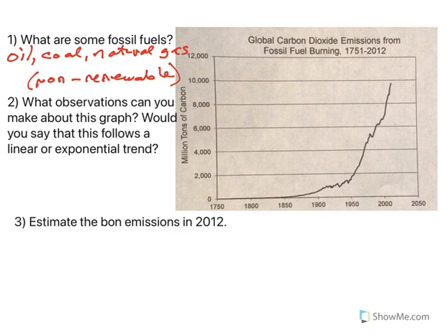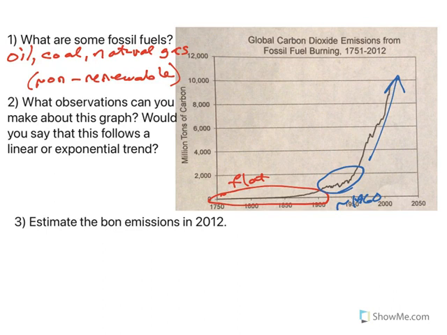So number two, what observations can you make about this graph? Well, if you look from the beginning to about 1900, pretty flat. Right? Not a whole lot of fossil fuel being used. And then we have a slight incline until about maybe 1960-ish. And then it just shoots up. So it really just increases dramatically, I would say, after the 60s and just continues to climb.